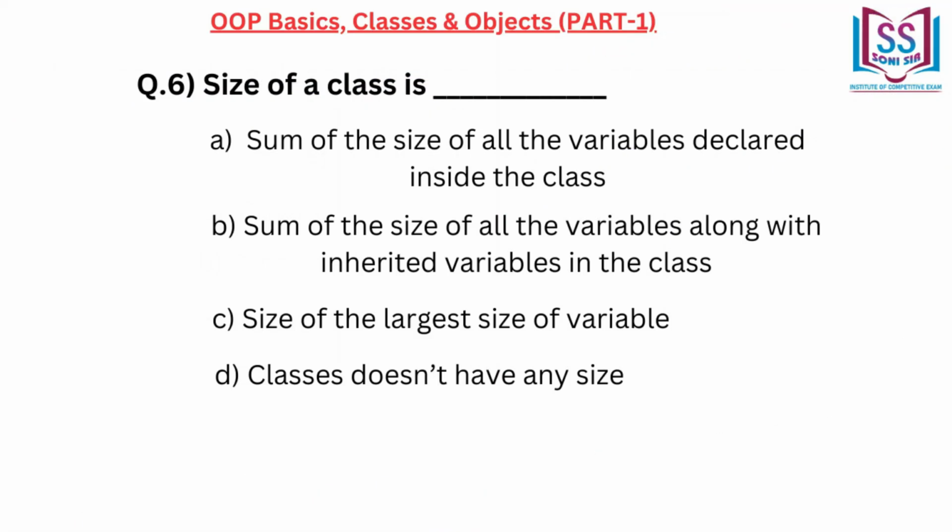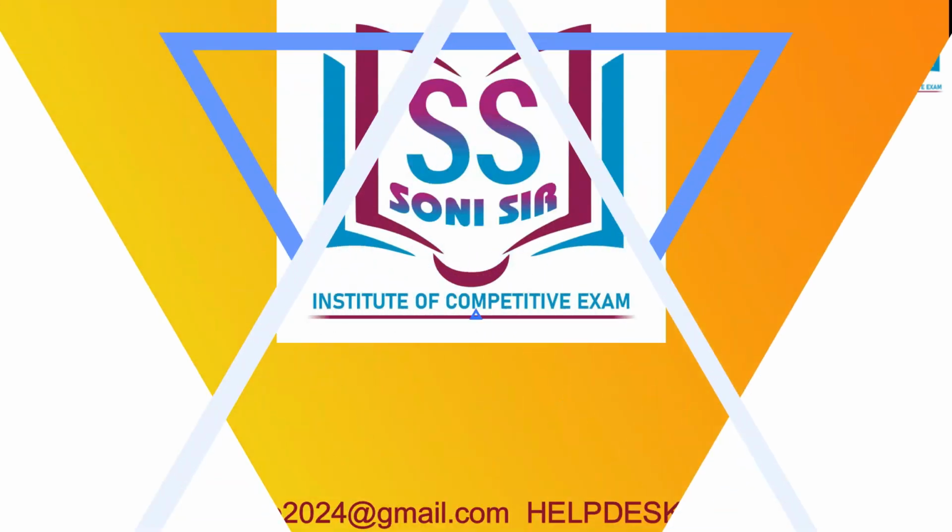The size of a class is: A. Sum of the size of all the variables declared inside the class. B. Sum of the size of all the variables along with inherited variables in the class. C. Size of the largest variable. D. Classes don't have any size. Correct answer, D. Actually, the size of an object of the class can be defined. That is done only when an object is created and its constructor is called.